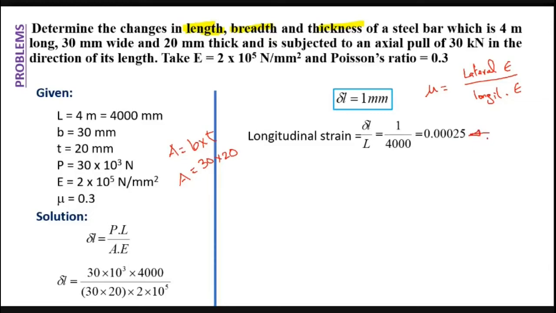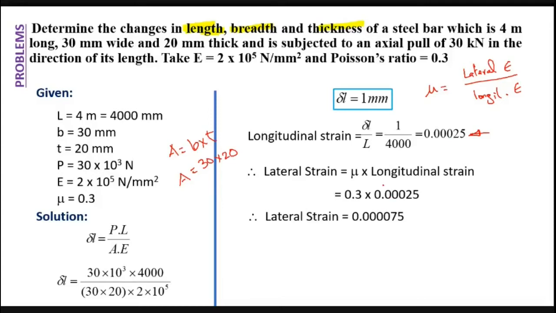Okay, so now I know the ratio. So from this, I can identify my lateral strain. Lateral strain is mu into longitudinal strain. So which I am able to get as 0.3 into 0.0025, this value. So from this, I get my lateral strain. This is my lateral strain, right?